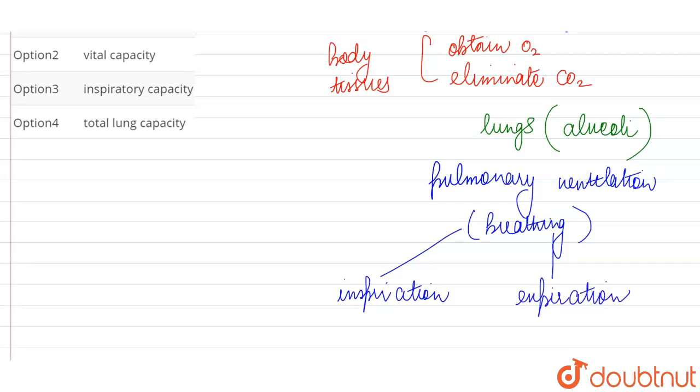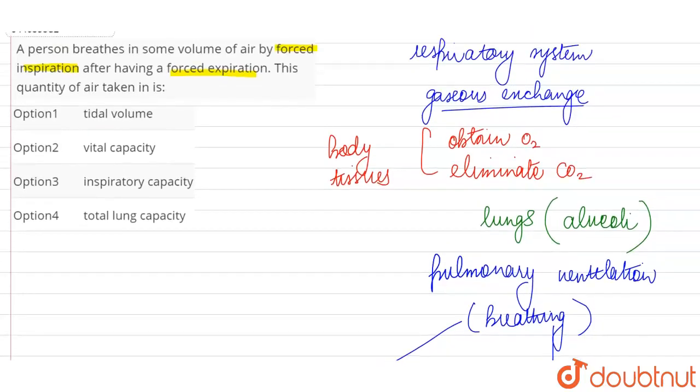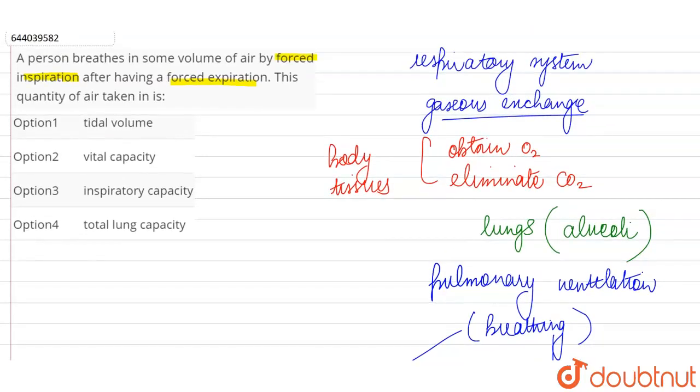So there are many different types of volumes and capacities associated with our lungs, and here we are saying that after forced expiration, we are doing forced inspiration. So first we are expelling air from our lungs with the maximum strength, and then after this, when we have breathed out forcefully, we are going to breathe in forcefully. Then how much air will we be able to take in? So let's look at our options.